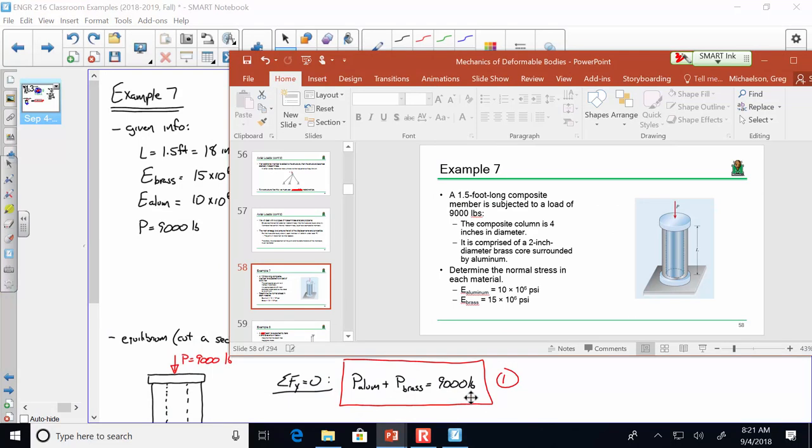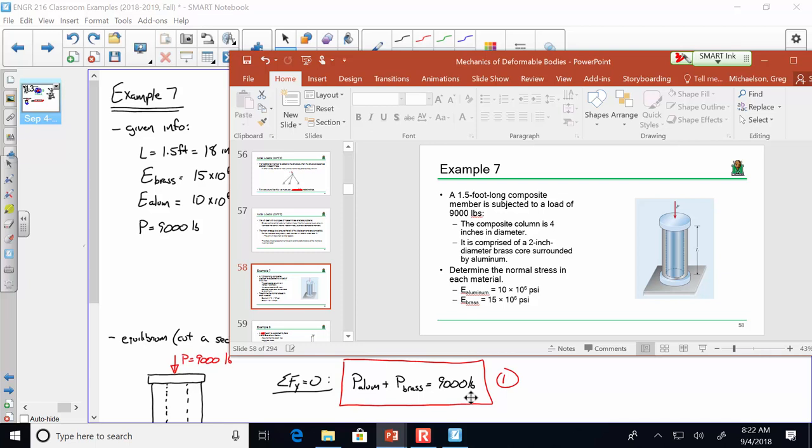We have two unknowns, and we only have one equation. We need another equation. Let's look at the situation again. I've got this column. I'm putting 9,000 pounds on this column. What do you think is going to happen to the column? It's going to squish, right? It's going to get shorter. Now, I'm taking that load and putting it on both the aluminum and the brass. Imagine here's my hand, and I'm putting 9,000 pounds on it. I start here, and I end there, right? So I've taken the column, and it's gotten shorter.